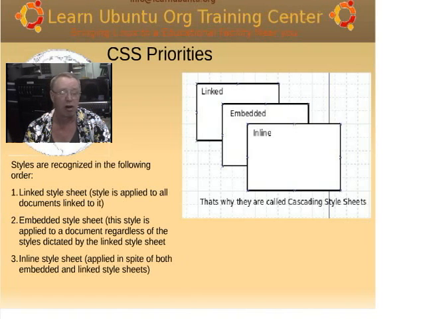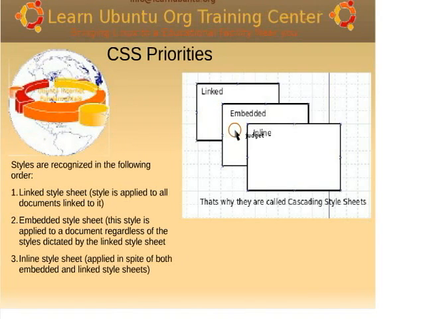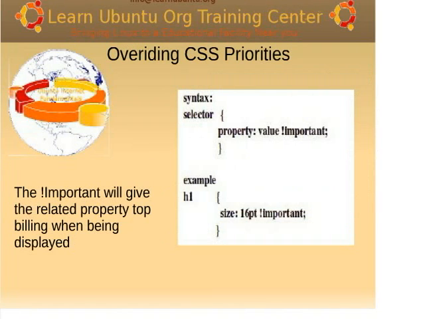Let's talk about the priorities. This is important. A linked style sheet is applied to all documents that link to it. If you have a linked page, and you also embed some styles in a page, those styles will override the styles from the linked page. If you then add some inline styles, those will override both the embedded and the linked page. So that's why we call them cascading styles, because you can have layers of priorities of how they're applied. And that can be very handy.